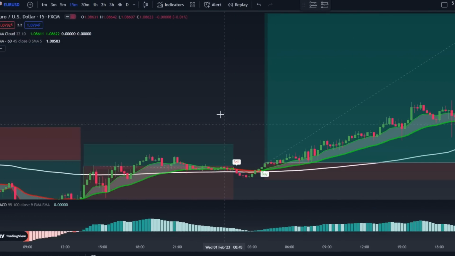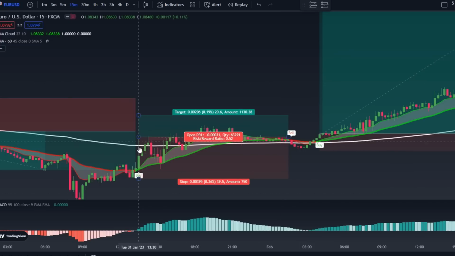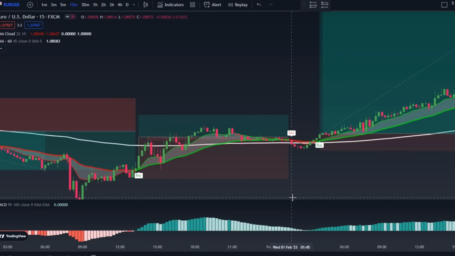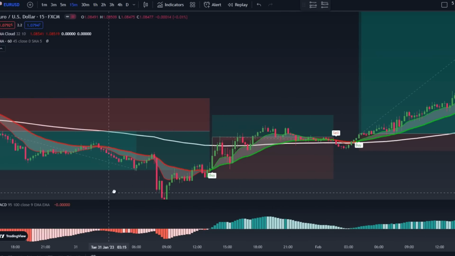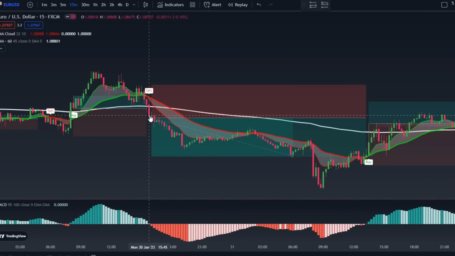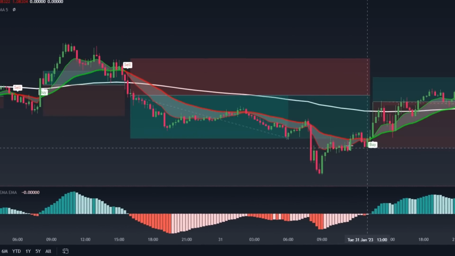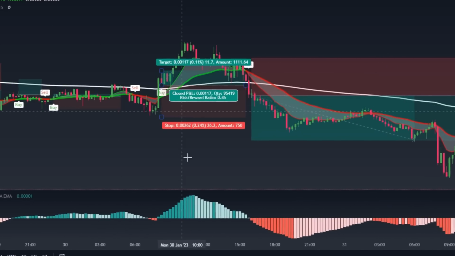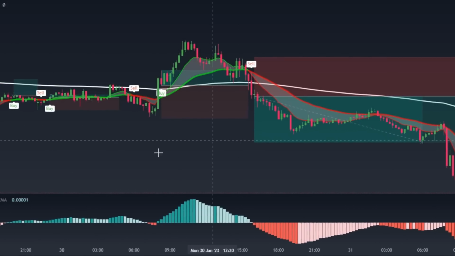So when the buy signal is formed, the price must be above the trend line EMA, plus the histogram bars should be in green color to enter long. And similarly, when sell signal is formed, the price must be below the trend line EMA and the histogram bars should be in red color to enter short trade.